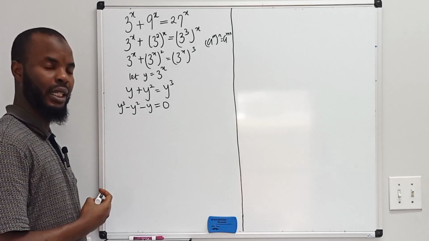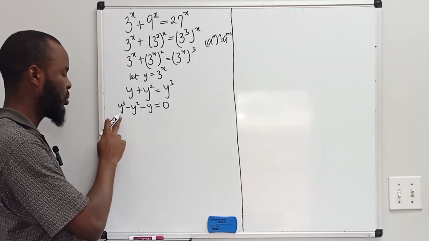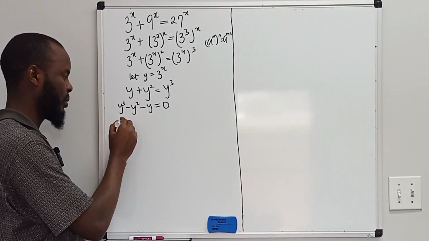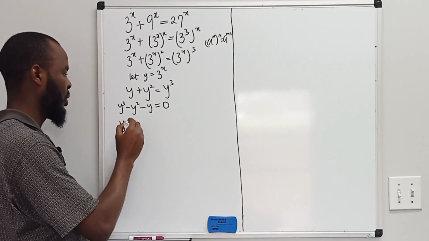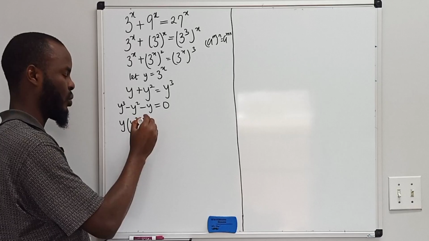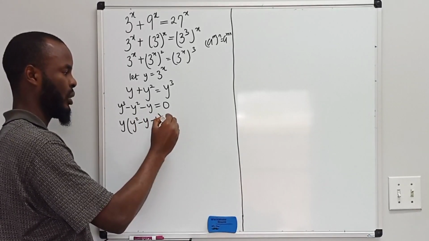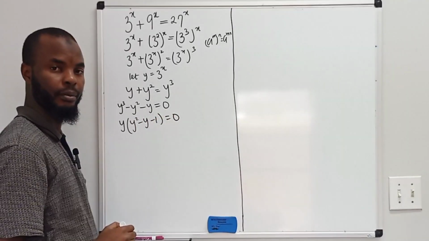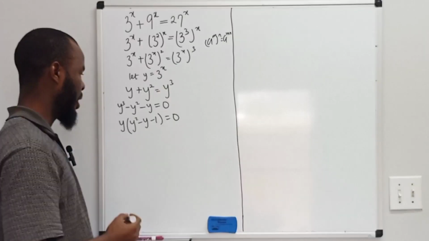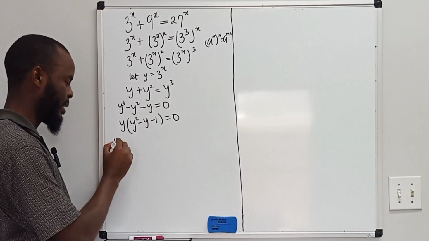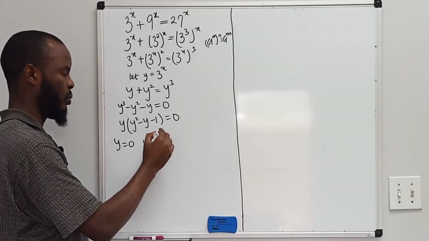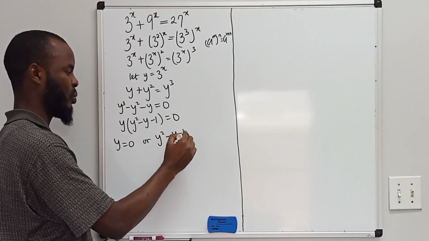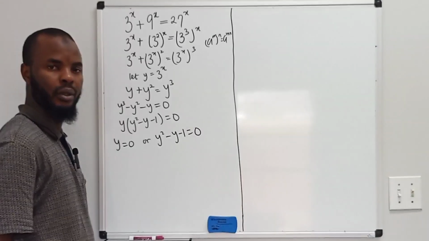Now we form an equation like this. So here we need to factorize y out. Factorizing y out, we have y times y squared minus y minus 1 equals 0. Now with this we can say that y equals 0 or y squared minus y minus 1 equals 0.